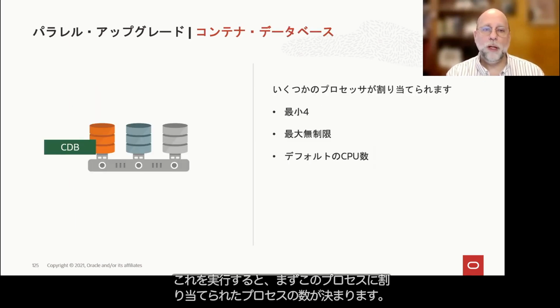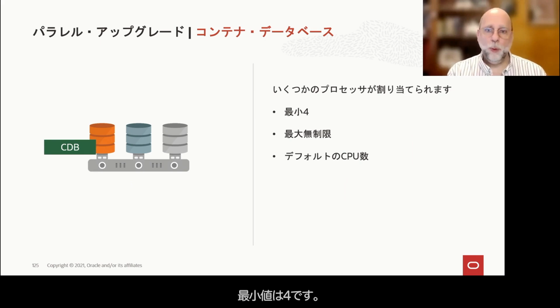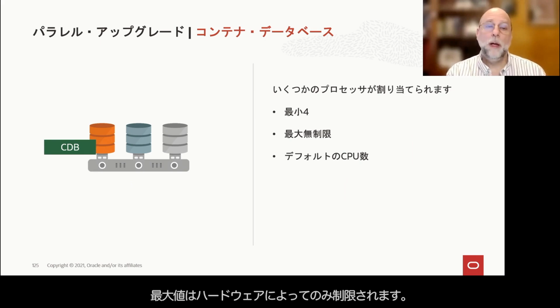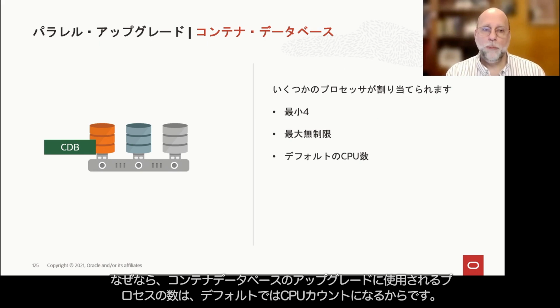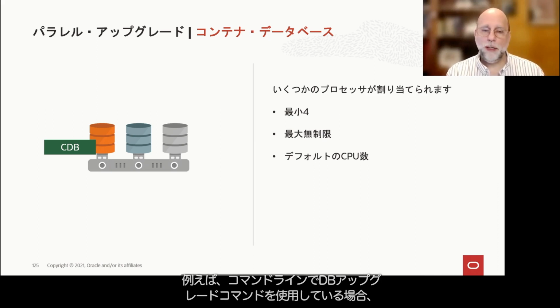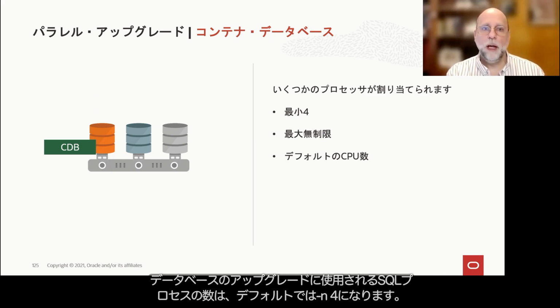Now, when you do this, you'll start with a number of processes assigned to this, and the minimum will be 4. The maximum is limited only by your hardware, because we will default to CPU count for the number of processes used to upgrade that container database. If you're using the dbupgrade command, for example, at the command line, the default would be -n 4 for the number of SQL processes used to upgrade your database.